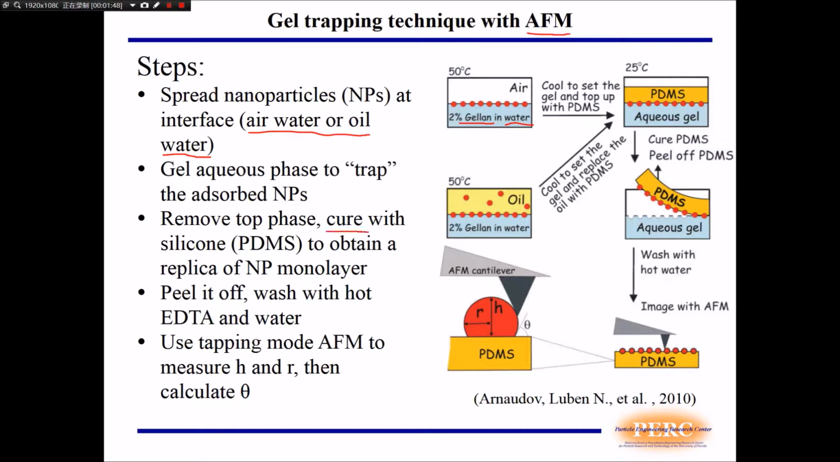After that, remove the top phase, cure with silicone, usually PDMS, to obtain a replica of the nanoparticle monolayer. Peel it off and wash with hot EDTA and water. After drying the replica, using tapping mode AFM to measure the vertical protrusion and the radius of the particle. The contact angle can be calculated accordingly.